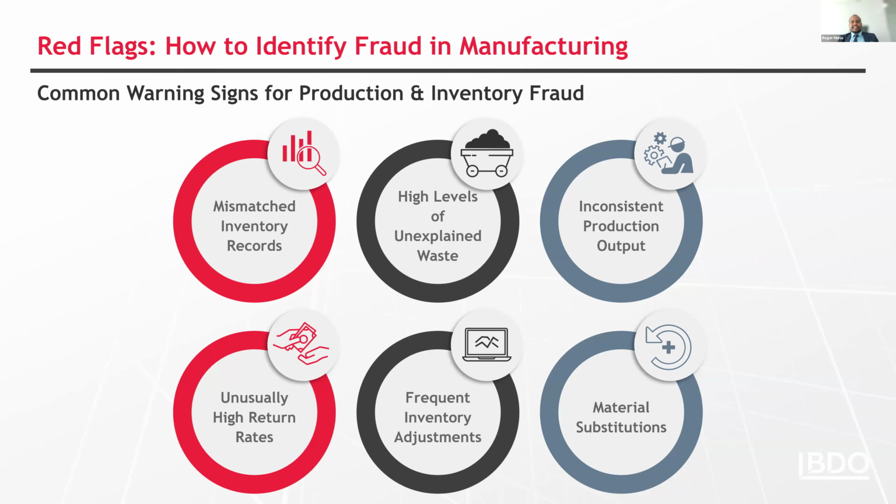The third red flag is inconsistent production output. So if your reported production levels are higher than what your raw materials realistically produce, it's a red flag. You'd find a case of phantom production, where employees report more output than was actually produced. And this is done to cover up missing or stolen materials.